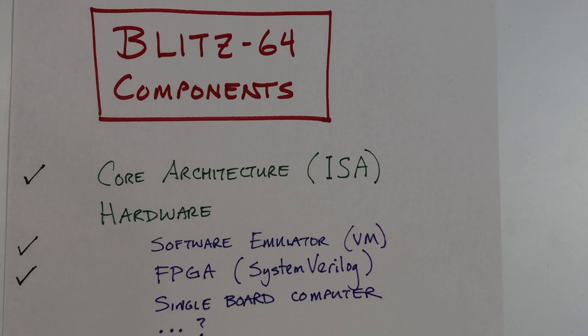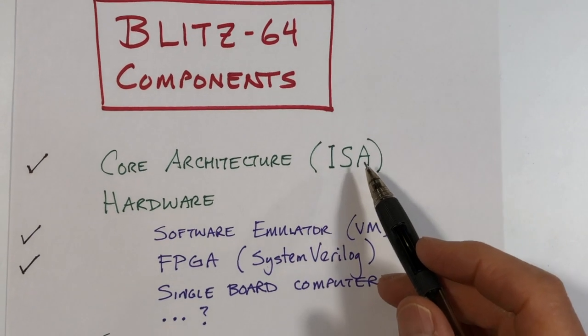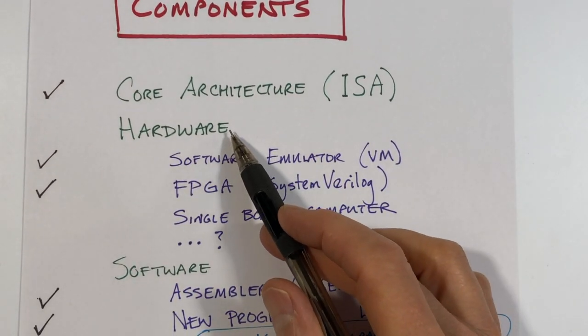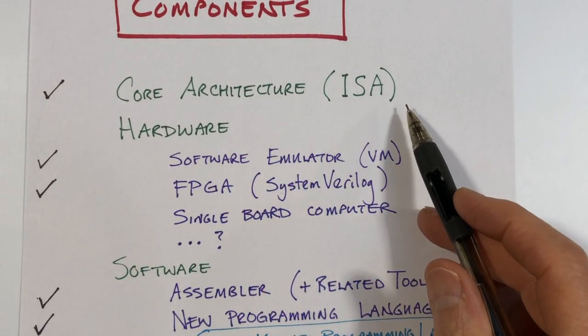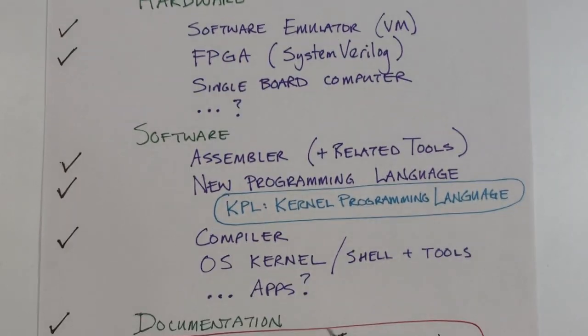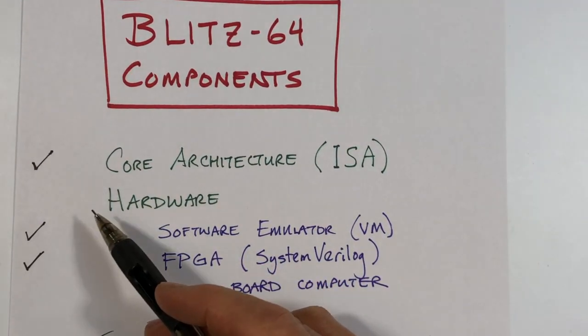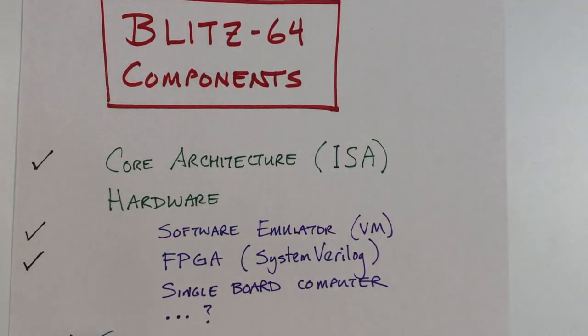Before we get started, I want to talk about the overall Blitz project. It consists of several components, including the instruction set architecture, the hardware that implements that architecture, and software that runs on that hardware, as well as documentation. The check marks here indicate the components that are essentially complete at this time.